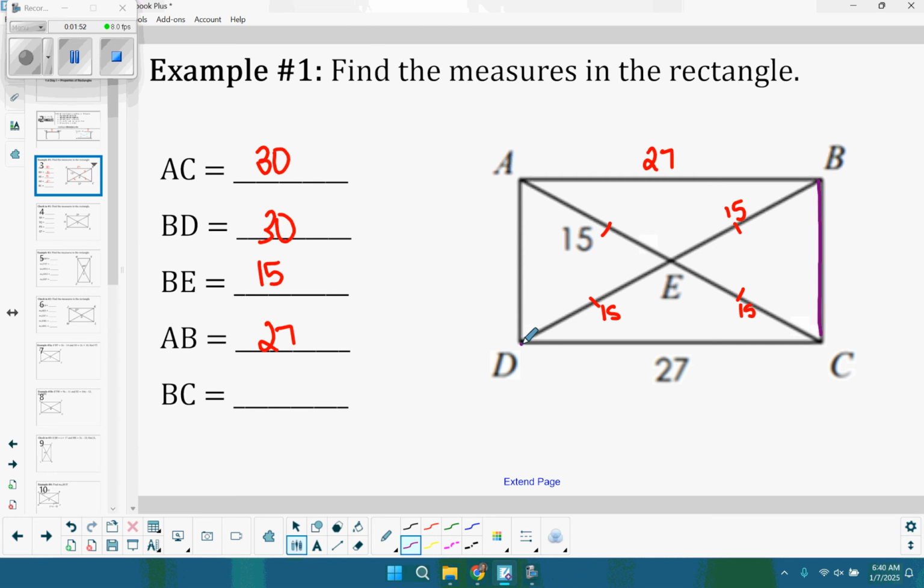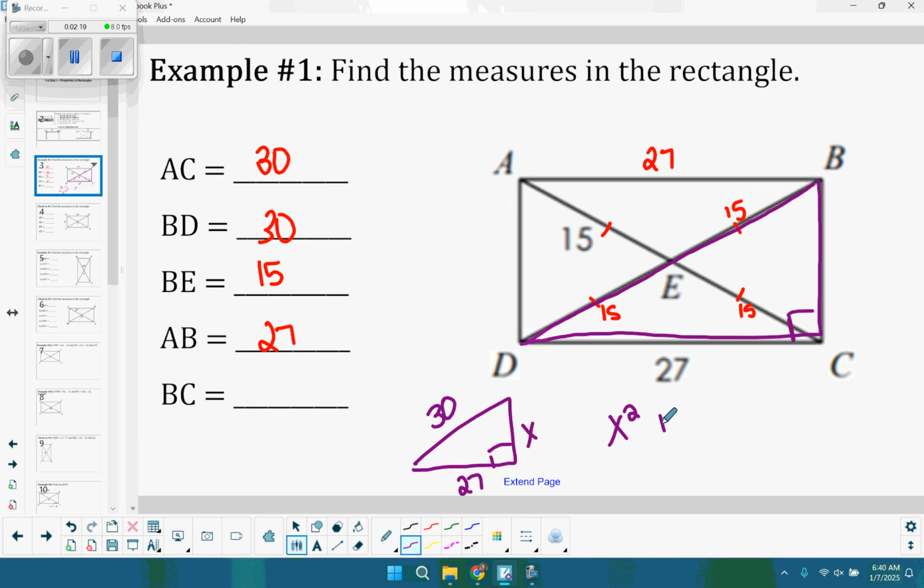I'm going to look at a nice big right triangle right here. And I know in this right triangle that this side is 30 and this side is 27, and this is the side we don't know. If you recall from much earlier in the year when we were doing the distance formula, we also talked about Pythagorean theorem. A squared plus b squared equals c squared. So that would be x squared plus 27 squared equals 30 squared.